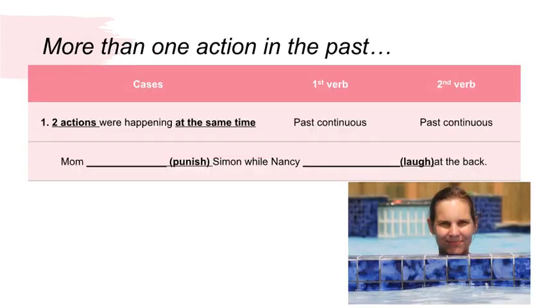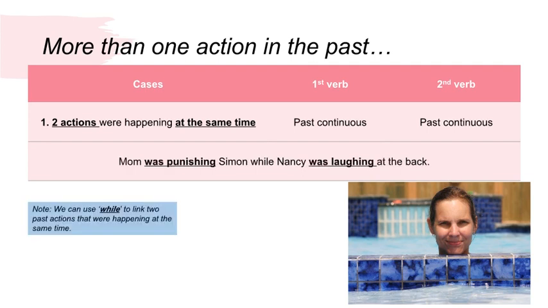Then, we come to the question, what should we do if we want to talk about more than one action in the past? There are three cases to look into. First, when two actions were happening at the same time, both verbs are in past continuous tense. For example, Mom was punishing Simon while Peter was laughing at the back. Please also note that we can use while to link two past actions that were happening at the same time.